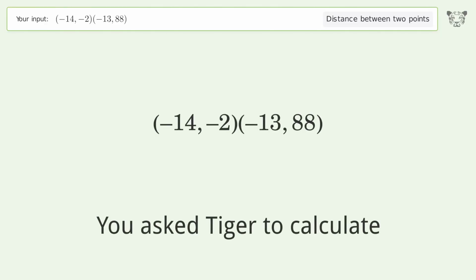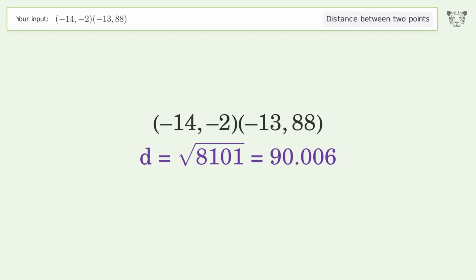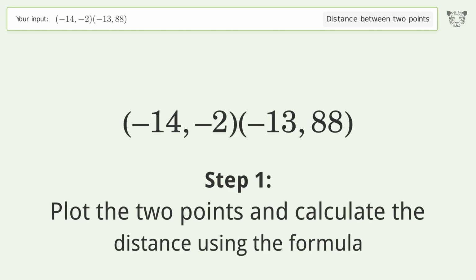You ask Tiger to calculate. This deals with the distance between 2 points. The distance between the 2 points is the square root of 8,101, or 90.006. Let's solve it step by step. Plot the 2 points and calculate the distance using the formula.